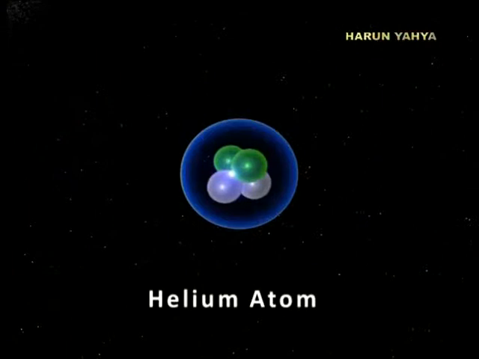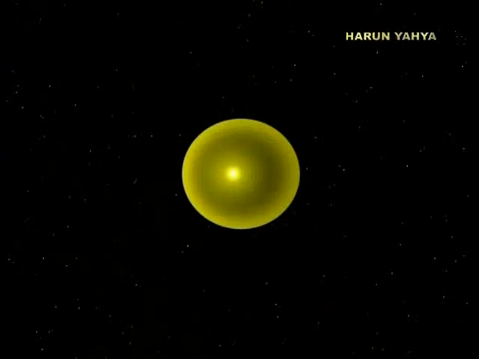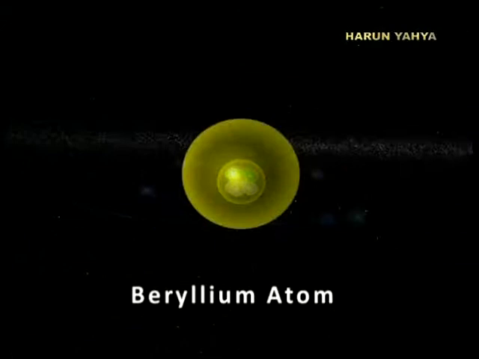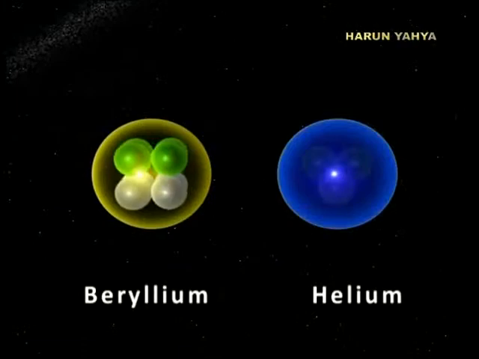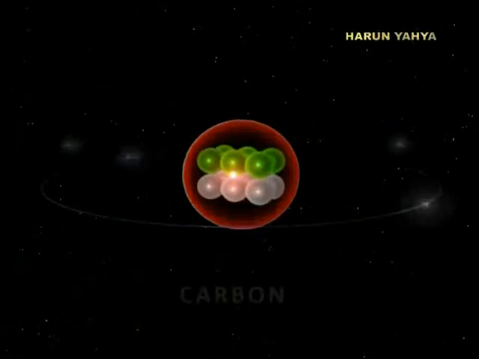Two helium atoms first combine together, resulting in an intermediate element with four protons and four neutrons. This intermediate element is known as beryllium. When a third helium atom is added to beryllium, the result is a carbon atom with six protons and six neutrons.